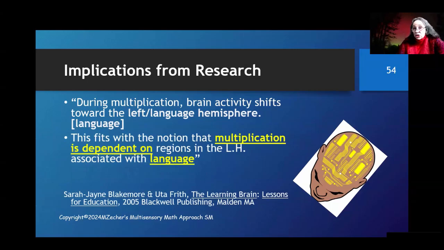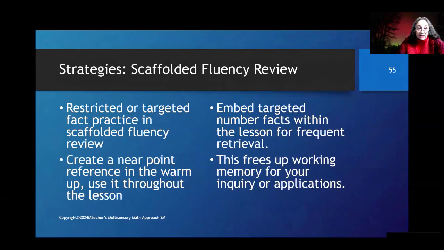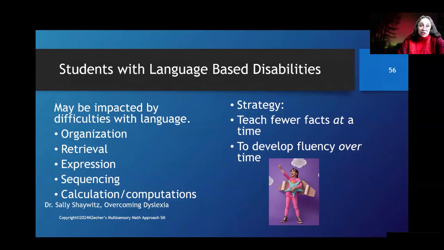That's different than teaching arithmetic fluency for addition and subtraction. I've given you the citation where you can find it. So scaffold your fluency development and review up through middle school if you have to. It doesn't hurt any student to review. And the more they retrieve it, the more they write it, the more they will remember it and be able to retrieve it. And it frees up working memory for your inquiry and applications.